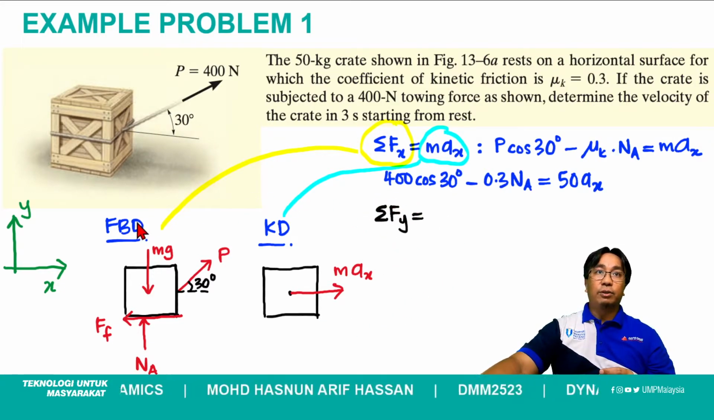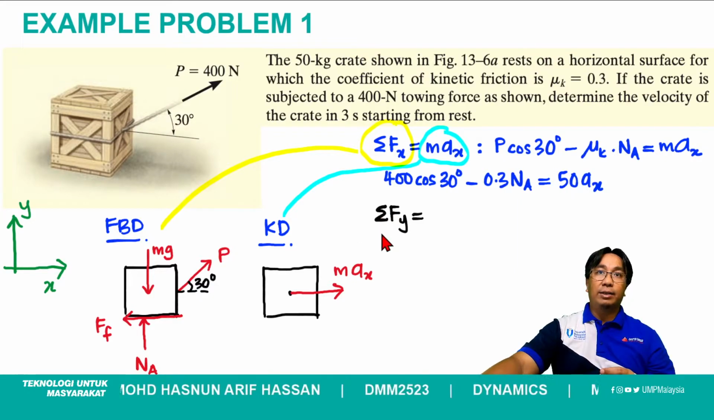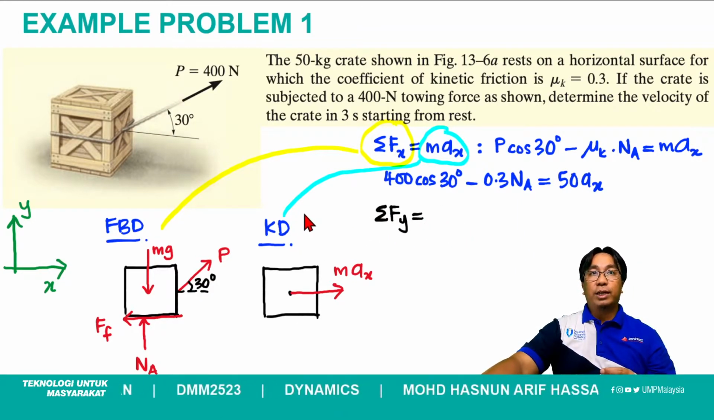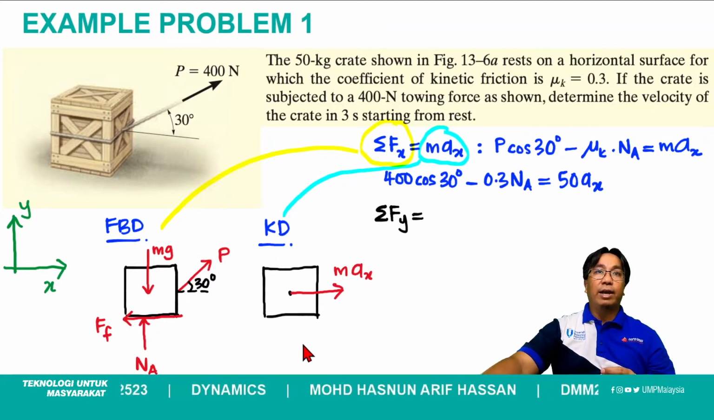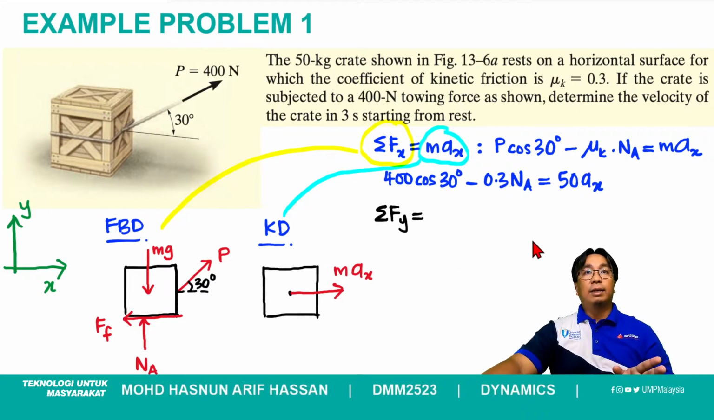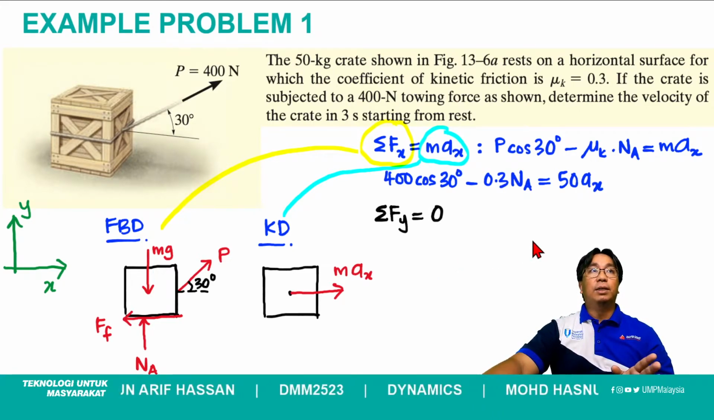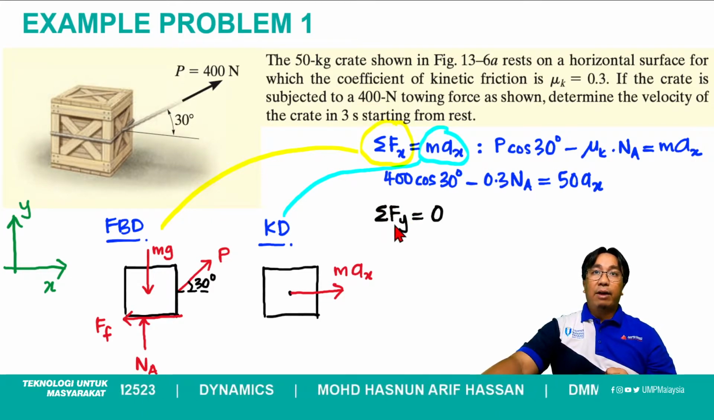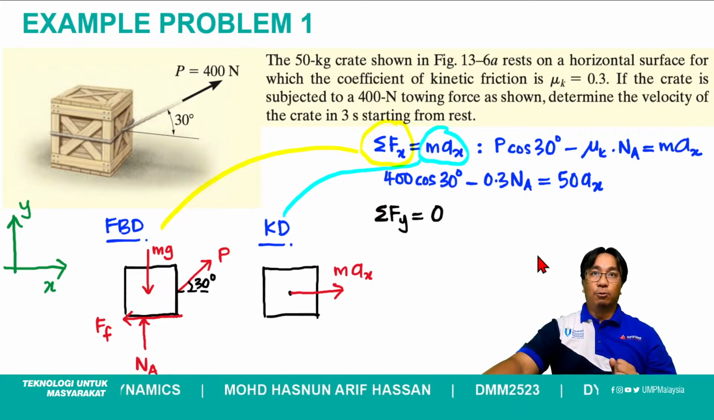Fy is referring to the free body diagram, the left-hand side of the equation. The right-hand side of the equation, if you look at the kinetic diagram, do you have anything in y-axis? Yes, you don't have anything in y-axis, so it will be equal to 0. So you will write Fy is equal to 0.